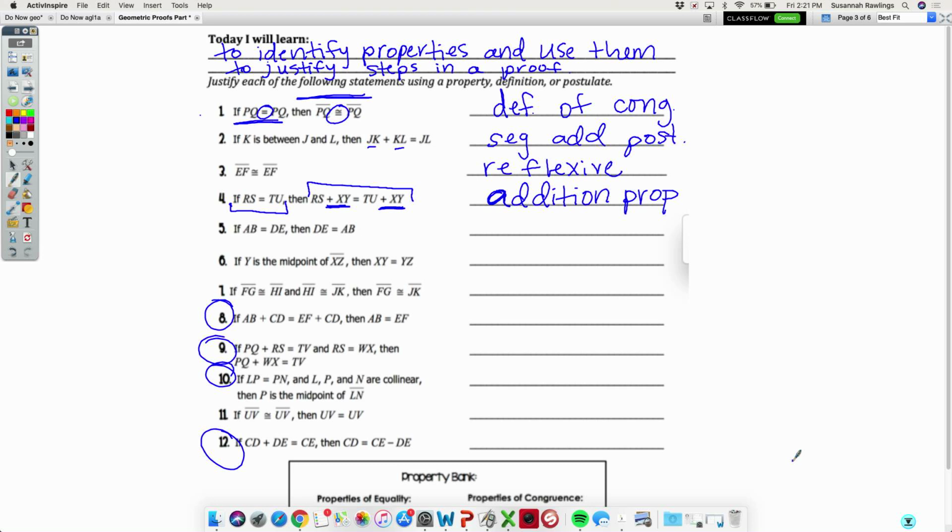Okay, so number 5, I think I saw most of us get this. Brianna, what did you get for number 5? Good, that was the symmetric property. Number 6? Definition.